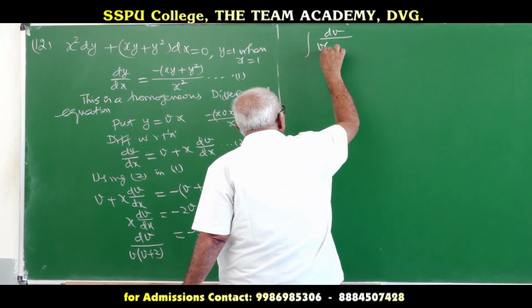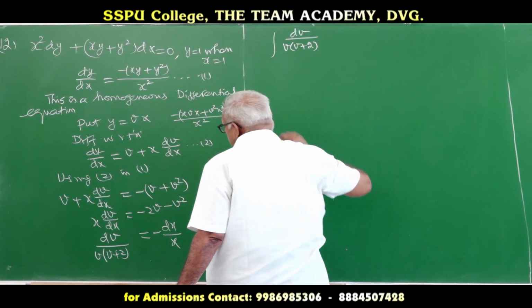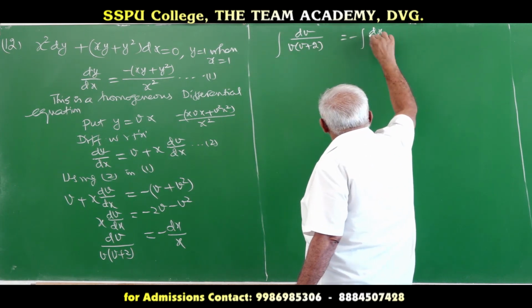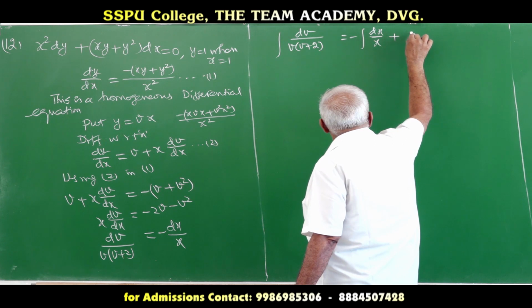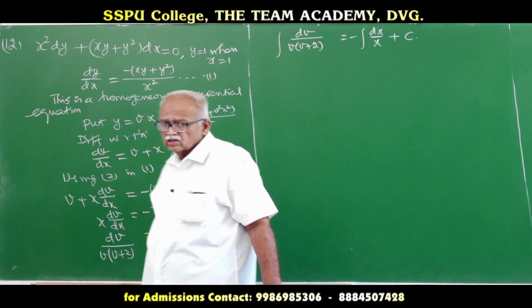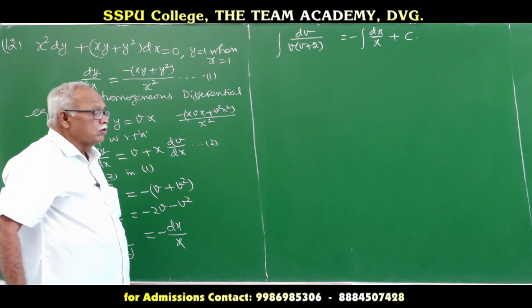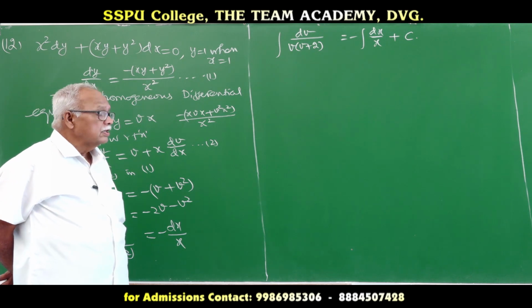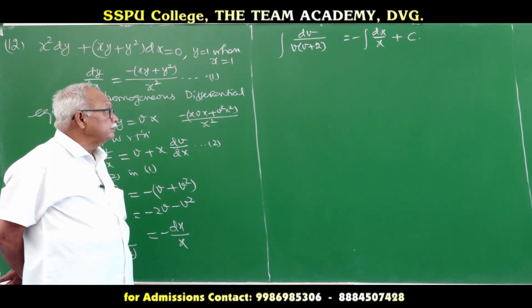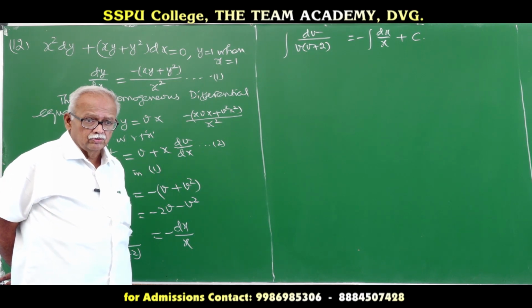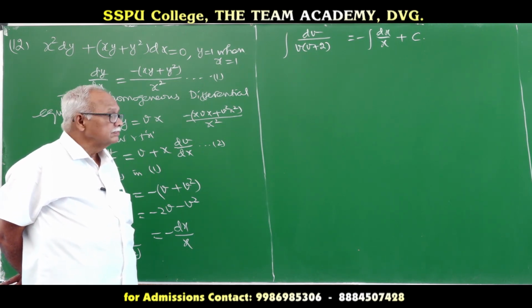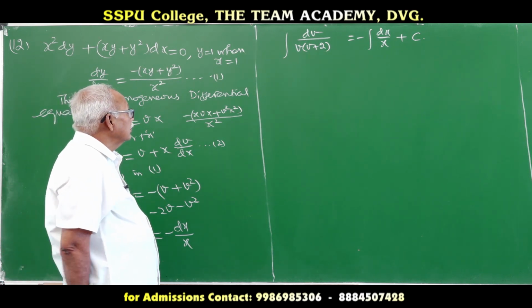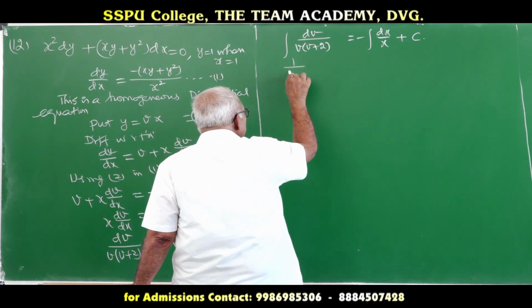dv by v into v plus 2 is equal to minus dx by x plus c, we can take a constant. Now, how to integrate 1 by v into v plus 2? We should use partial fractions, or if you are able to do it without partial fractions also, we will be able to do it. How will you do that? Without partial fractions, how will you do this? Or take partial fractions, that is the method.